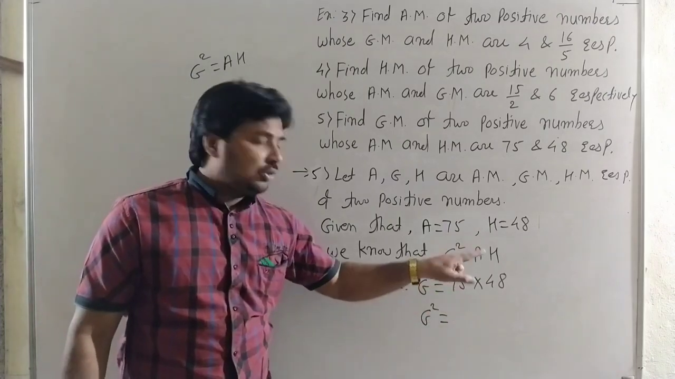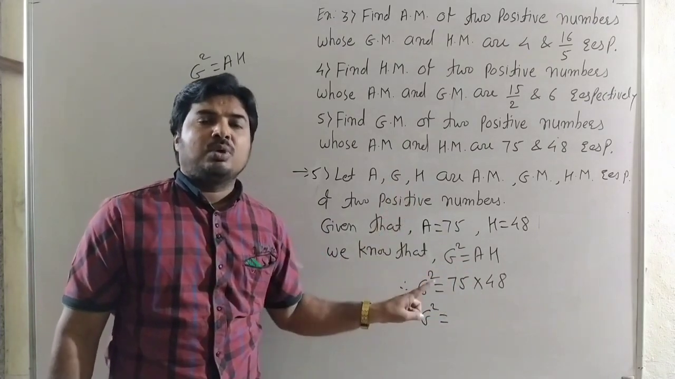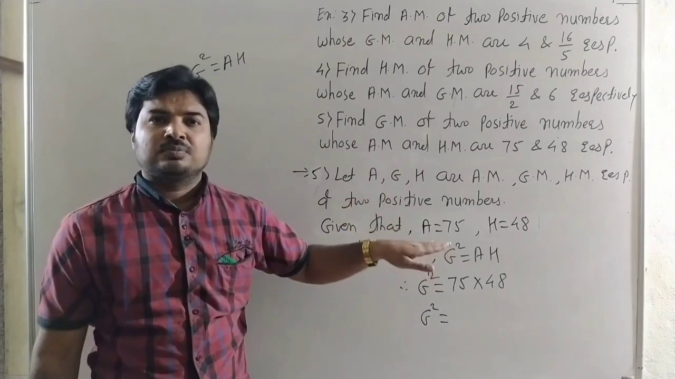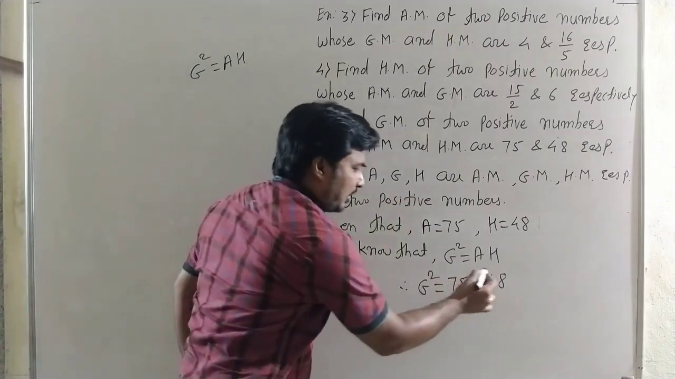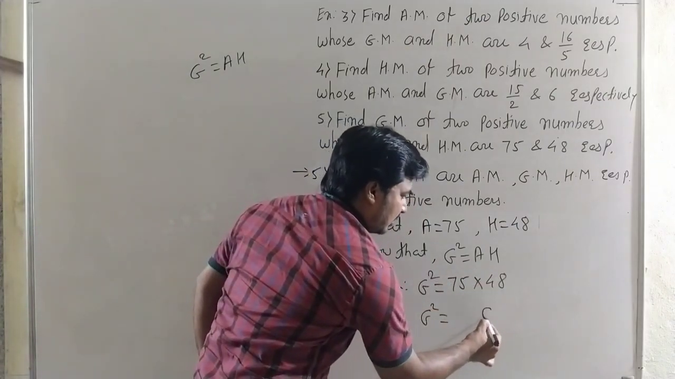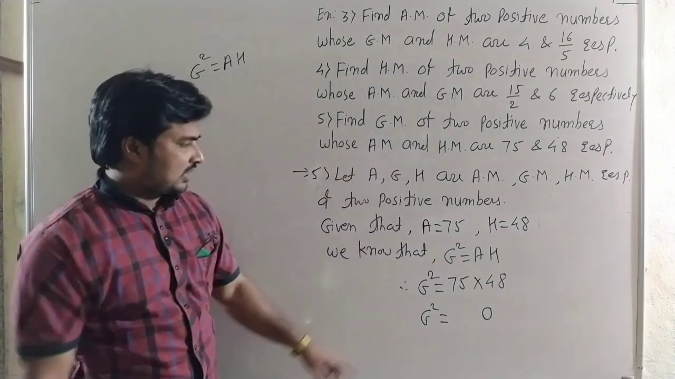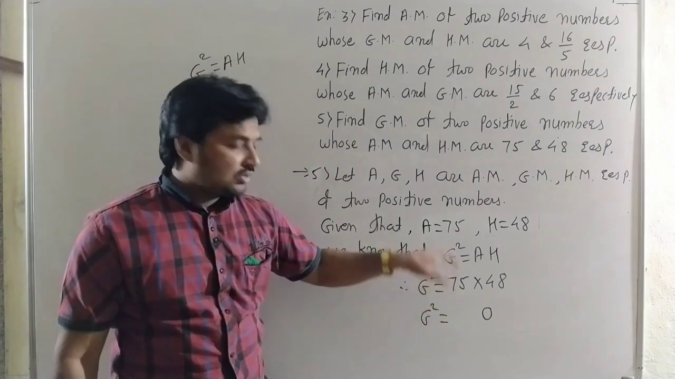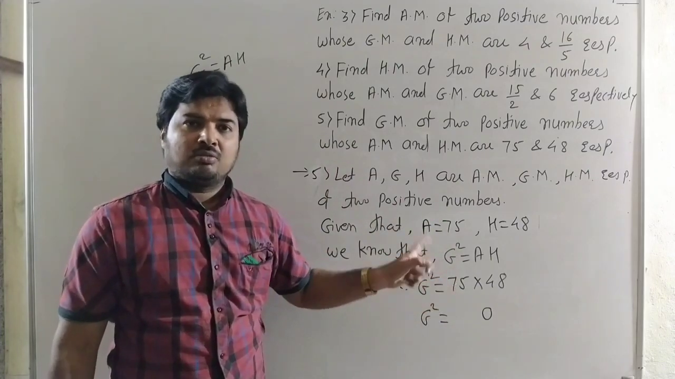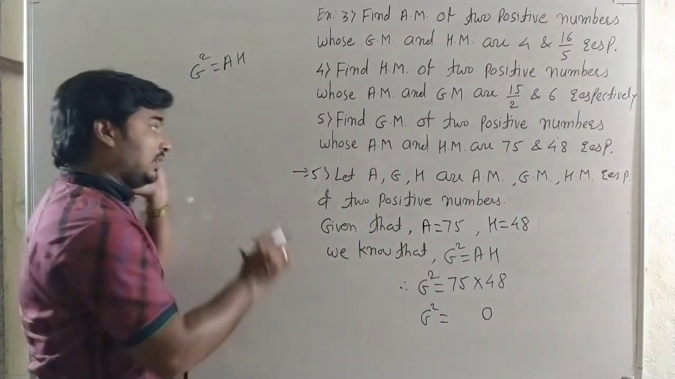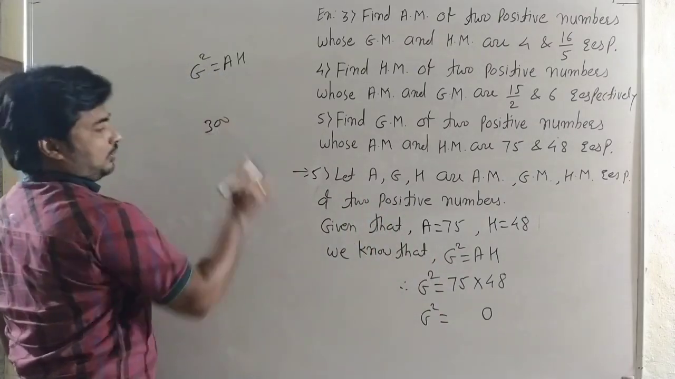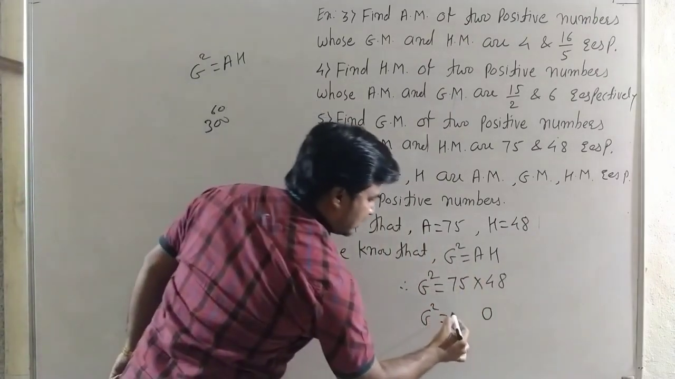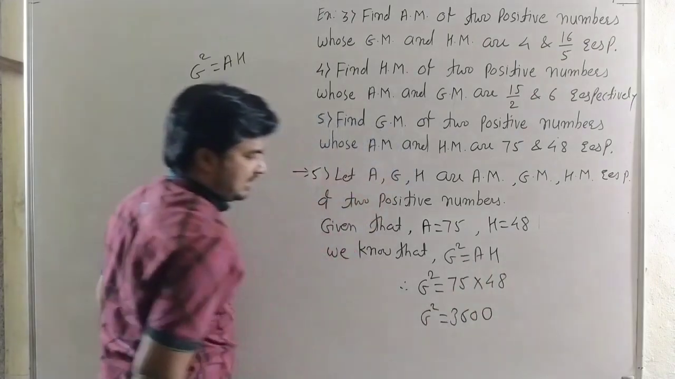See carefully, 75 into 8. We take 75 into 2, it is 150. 150 into 2 is 300. And 300 into 2 is 600. That means 75 into 8 is 600. Therefore, it is 0 and carry 60. Again 75 into 4. It is 75 into 2, 150. 150 into 2 again is 300. Okay, and 300 plus 60, the multiplication of 75 into 4 is 300 and carry 60. Okay, that means it is 360. It is G square.